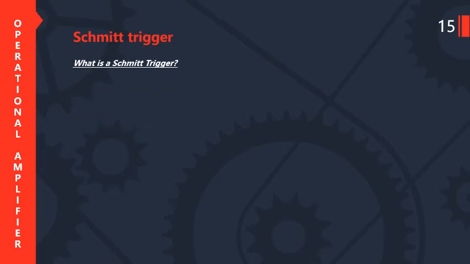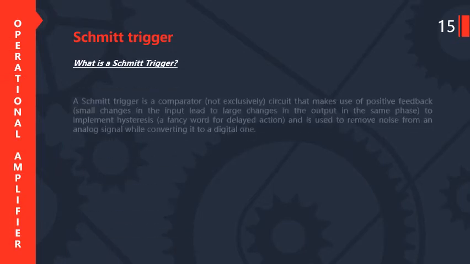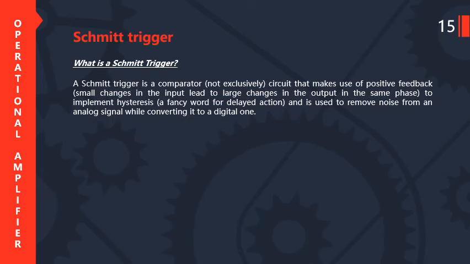So the first question is, what is a Schmitt trigger? Schmitt trigger is a comparator circuit, not exclusively, that makes use of positive feedback, where a small change in the input leads to a large change in the output in the same phase, to implement hysteresis, a fancy word for delaying action, and is used to remove noise from an analog signal while converting it into a digital signal.